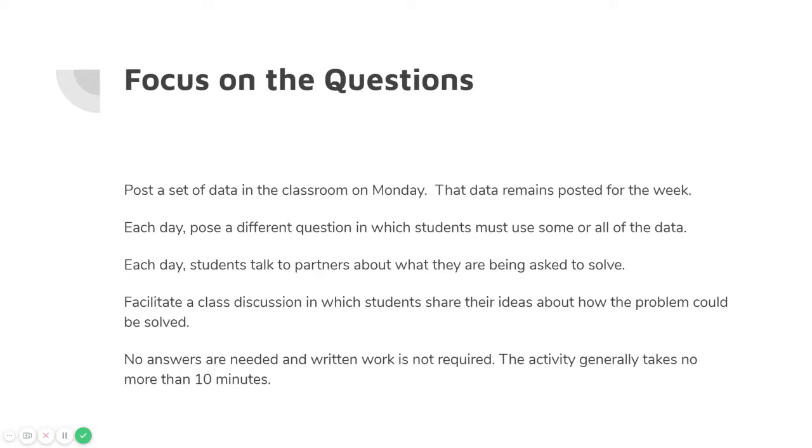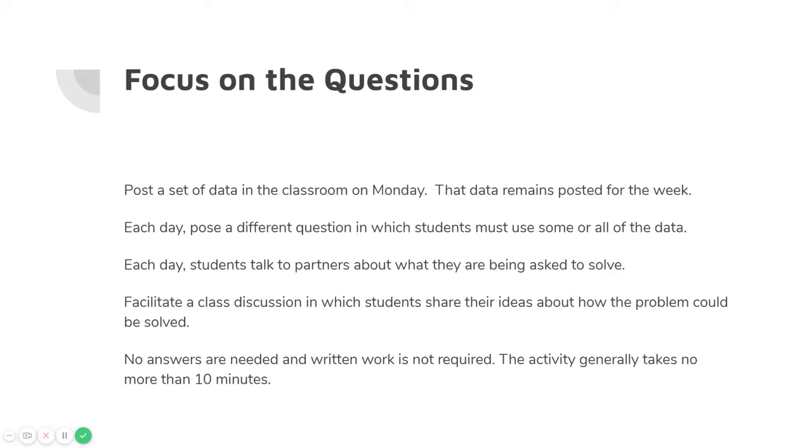We need to focus on the question. So here's an example. If we post a data set on Monday, and then that remains up all week. Now, this could be a graph or a chart or just some pieces of information, but then we pose them a different question each day. So if we're in the younger grades, maybe we have how many kids like certain colors. And then we can say, oh, how many more kids like red than blue? Now, one thing that they have to look at is, do they need all of the information? Not with that if they have lots of different colors.